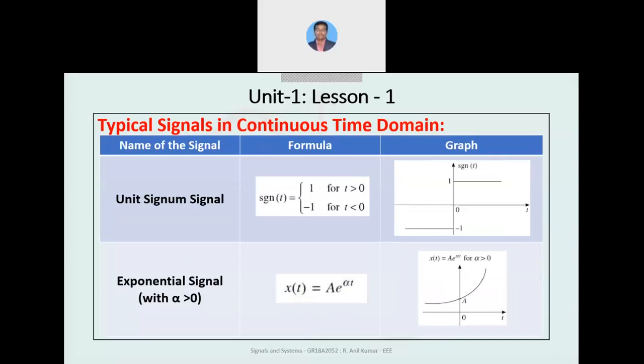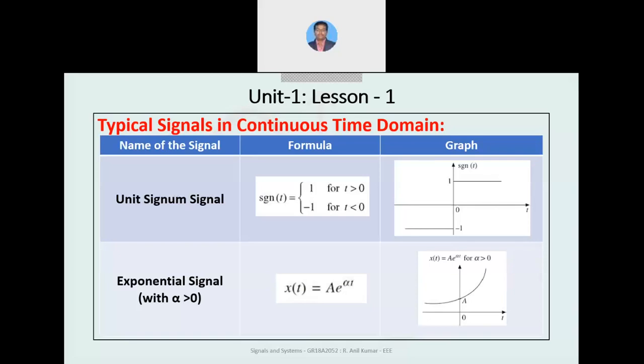Coming to the next, the signum signal. This signal is represented with a sign value, either positive or negative. If the time value is greater than 0, the output value is positive. If the time value is less than 0, the output value is negative. As we define the unit signum signal, the magnitude is 1. If we want to define other than 1, we roughly call it a signum signal. From the formula, sgn of t equals 1 for t greater than 0 and minus 1 for t less than 0.